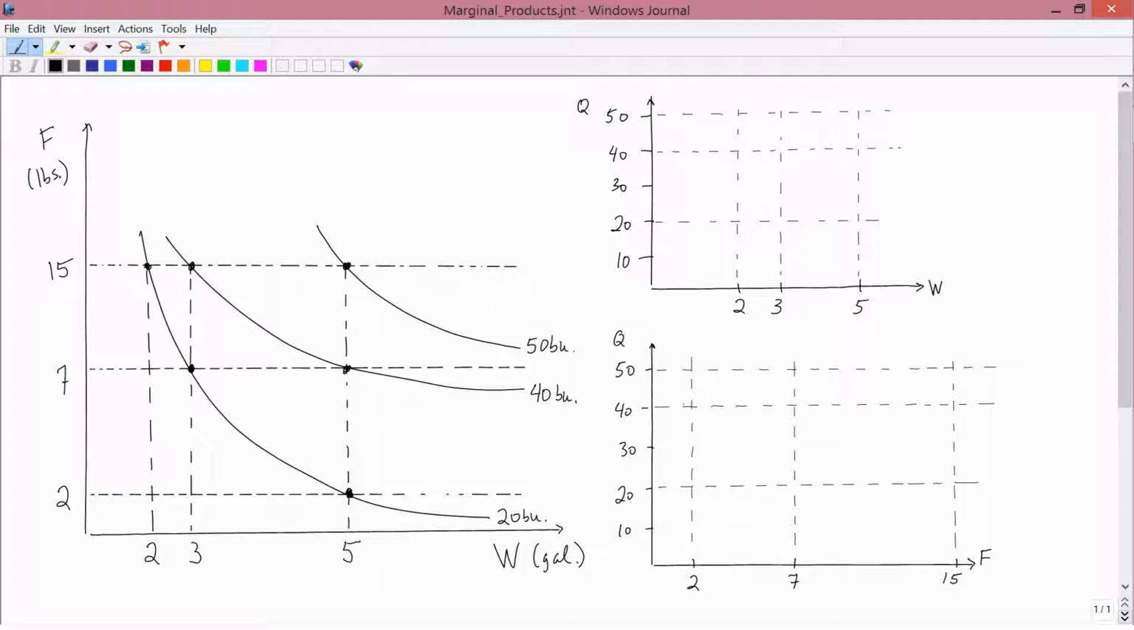First, I'd like you to think about how this appears in 3 dimensions. In 3 dimensions, the corn axis, Q, would be going out of the screen. So if you can think of taking the 20 bushel isoquant line and popping it out of the screen 20 units, then taking the 40 bushel isoquant and popping it out 40 units, and then taking the 50 bushel isoquant and popping it out 50 units, you get a 3-dimensional picture of what this is like. It looks kind of like a mountain, and the slopes of a mountain.